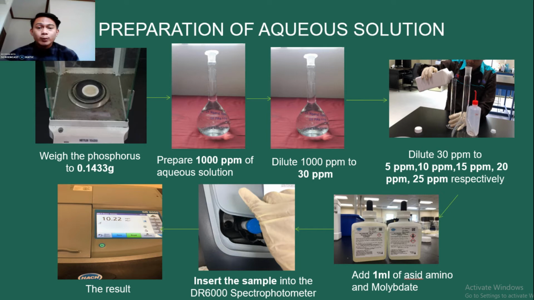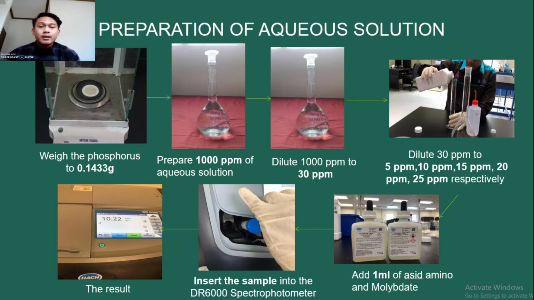So today I would like to present about the preparation of aqueous solution. To prepare 1000 ppm of aqueous solution, first, weigh the phosphorus to 0.433 gram and then put the phosphorus into the volumetric flask and add distilled water until 1 liter.